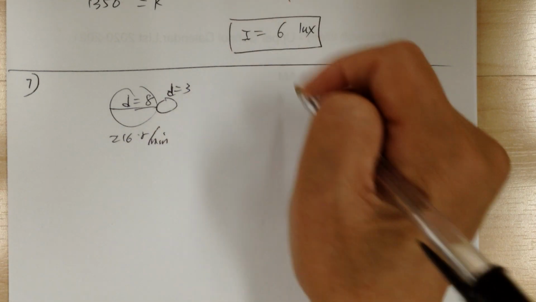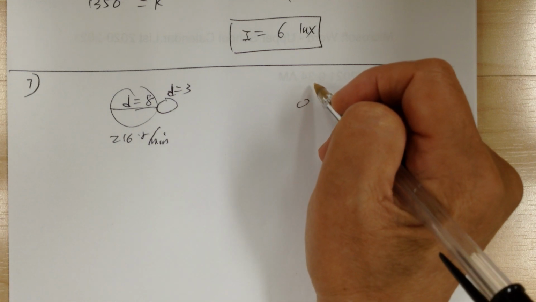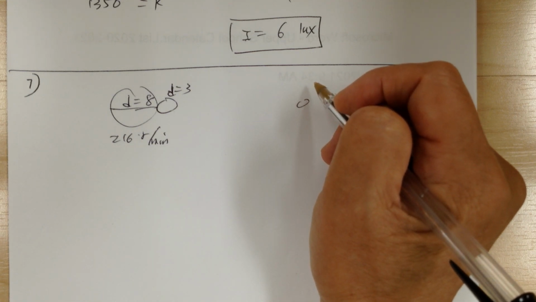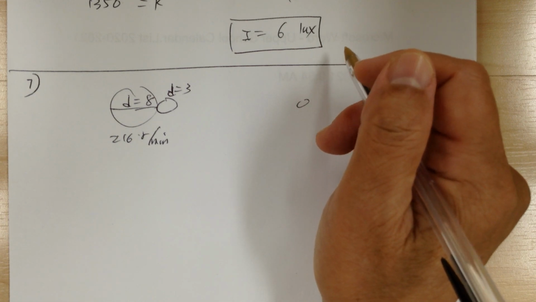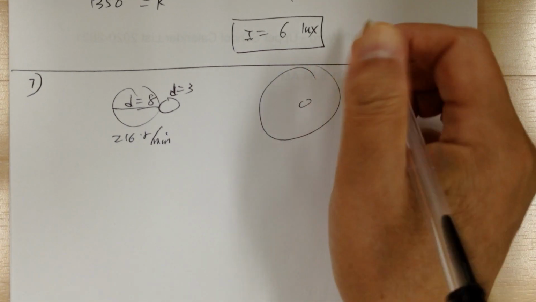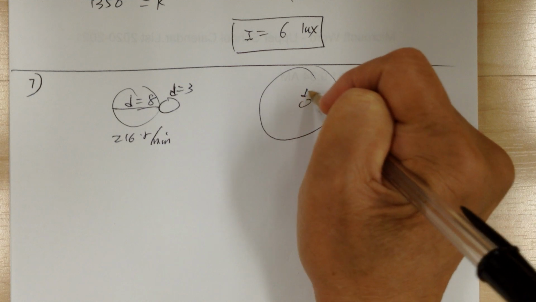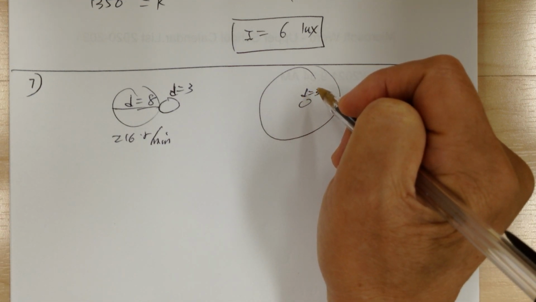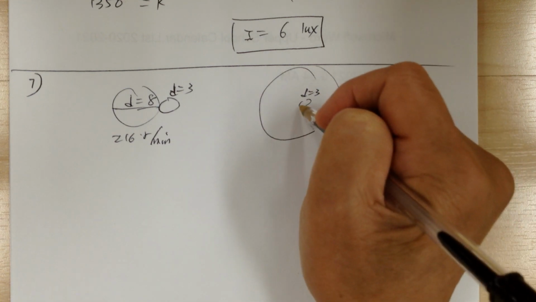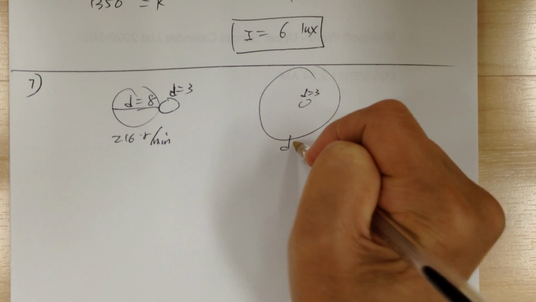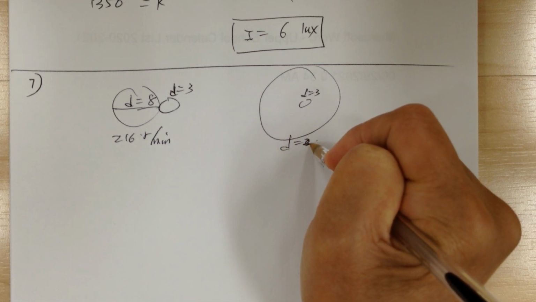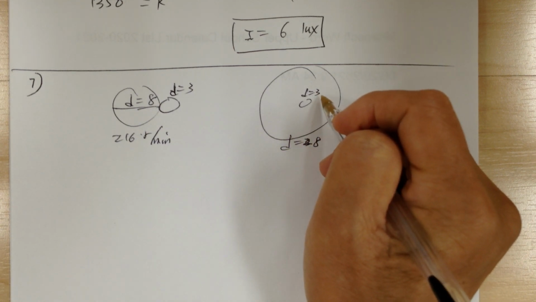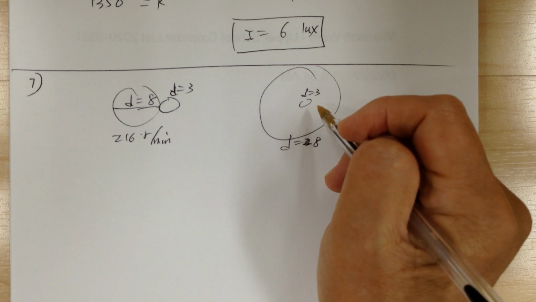And if the small gear is attached to the 28-inch diameter rear wheel of the bicycle, how fast? Okay, so this D equals 3. And this one D equals 28. Okay, how fast does it rotate?